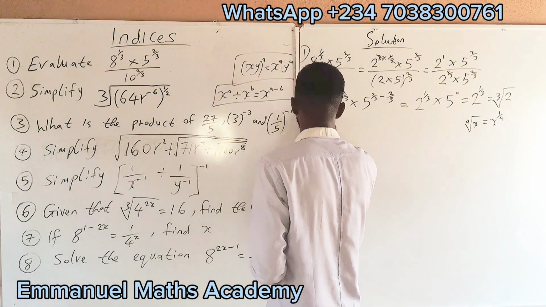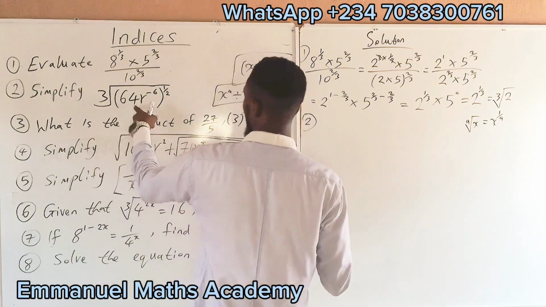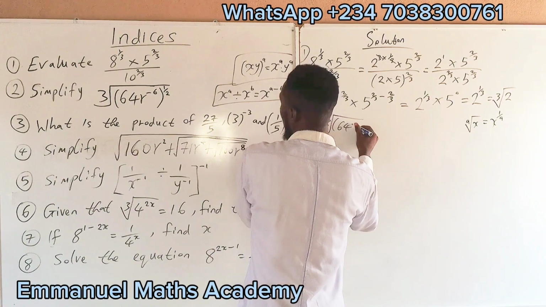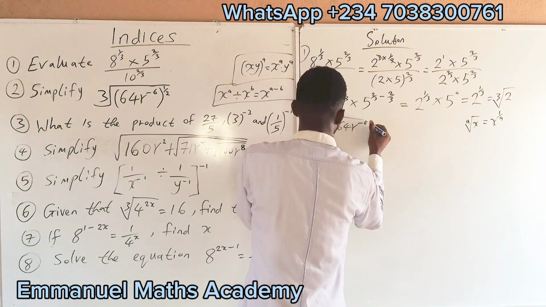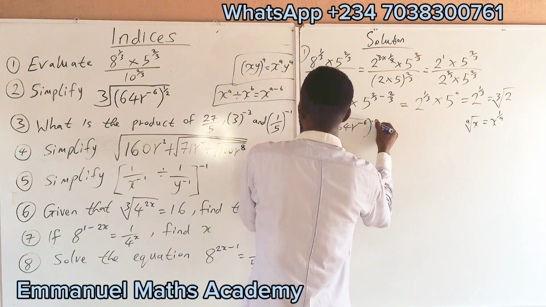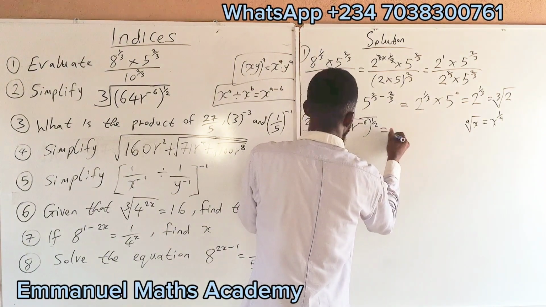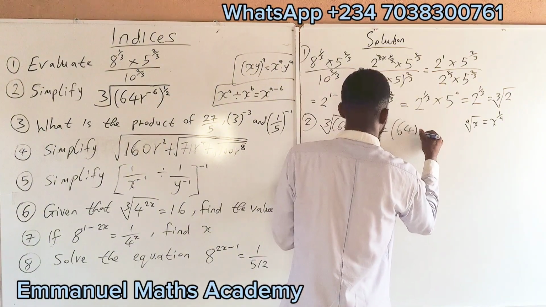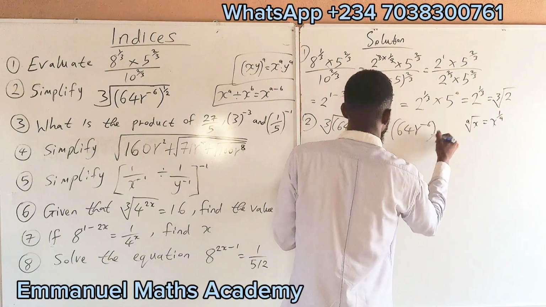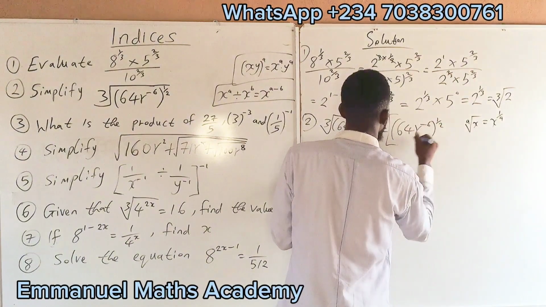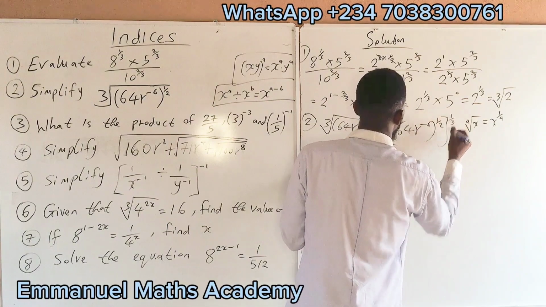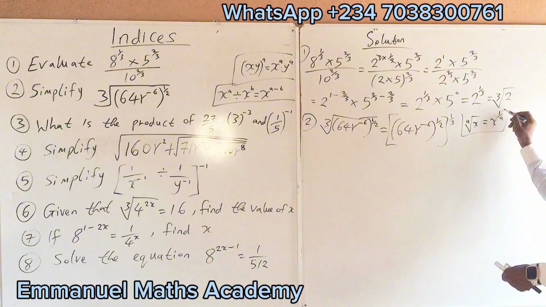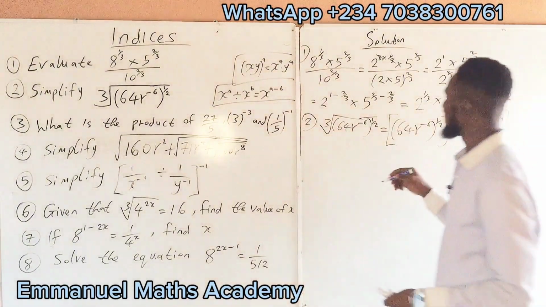Now let's start. Number 2, this is equal to 3 root 64 r power minus 6 power 1 over 2. This is equal to what? 64 r power minus 6 power 1 over 2 all power 1 over 3. Applying this rule here, right? Now this is equal to what?